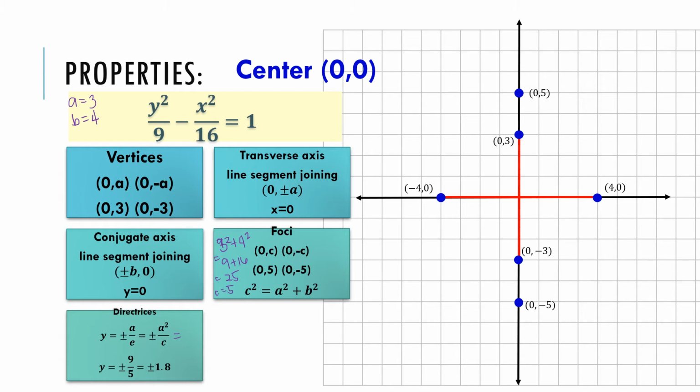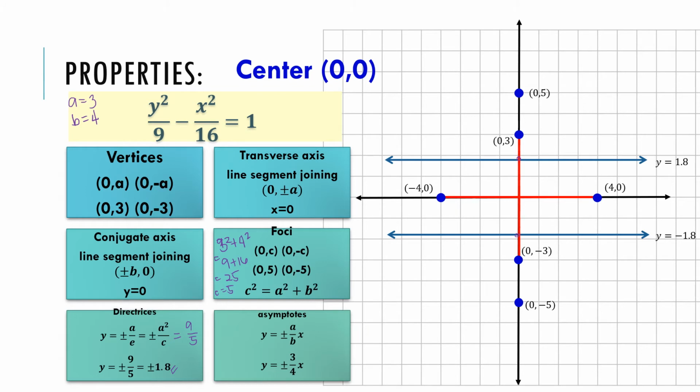Ang a squared natin ay 9. 9 over C. Our C is 5. So, kapag dinivide nyo siya, 9 divided by 5, we have 1.8. So, y equals positive, negative 1.8. Ayan siya. I-tansya nyo na lang sa inyong mga graphing paper. Yan na. Ito yung y positive, and then y negative. Directrices line ito, ha? Next, asymptote.